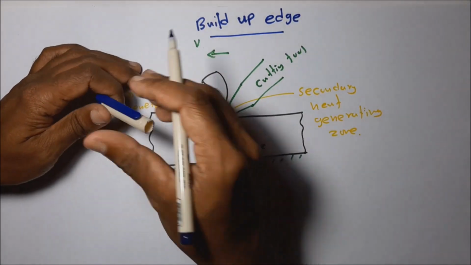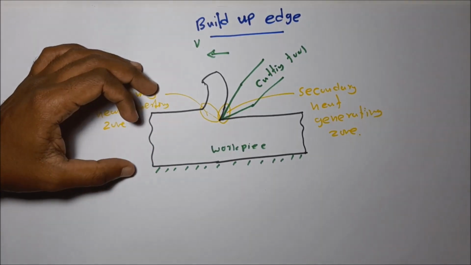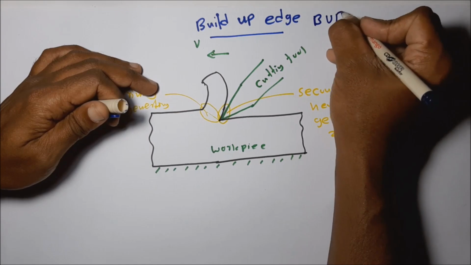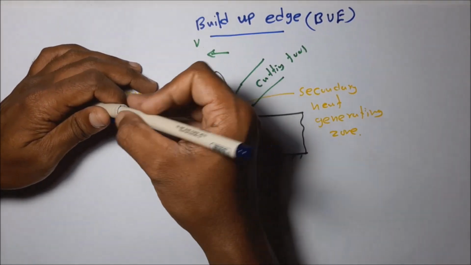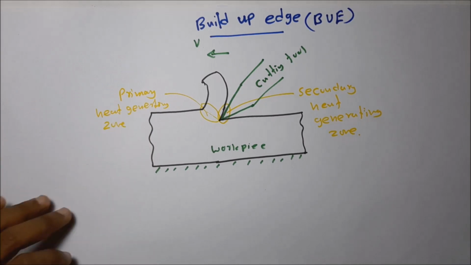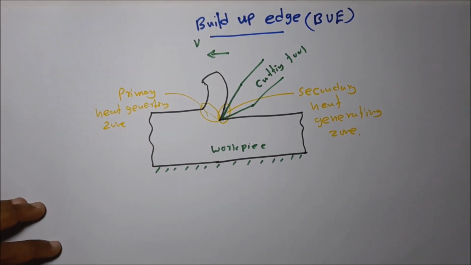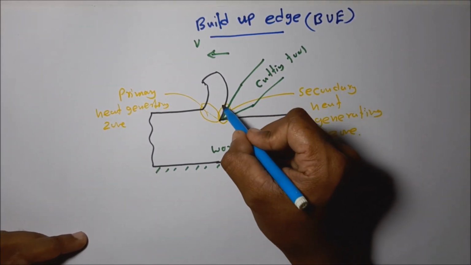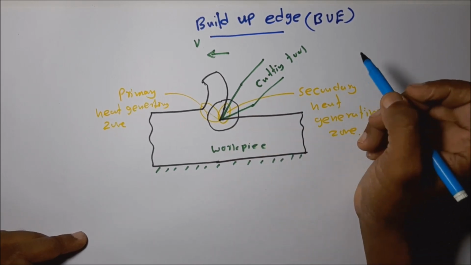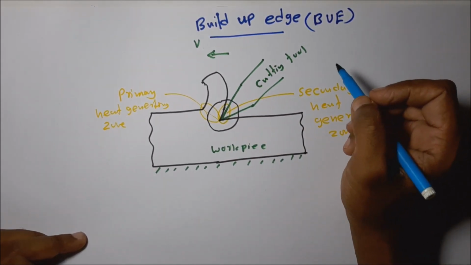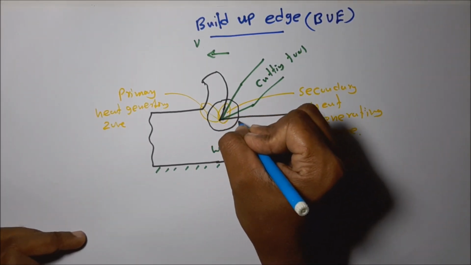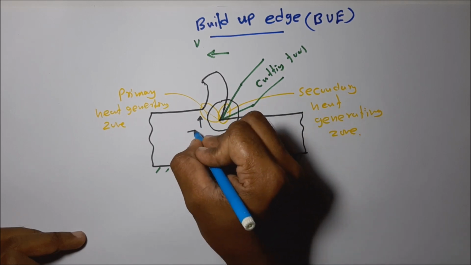In metal cutting operation, the built-up edge should be avoided in all metal cutting operations. We are calling it the BUE. What is meant by the built-up edge? You can see, because of heat generation in these two regions, the temperature in this region increases. Then the heat also accumulates in this region, and the temperature increases.